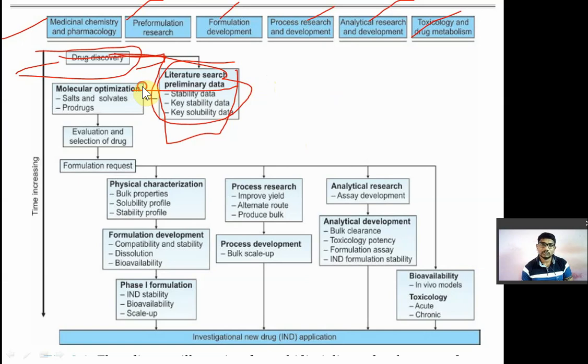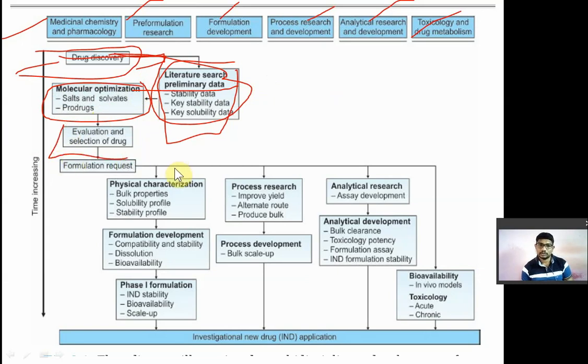So what will R&D do? They will do molecular optimization. They will do it by different processes: they will form a salt or a solvate, or they will convert a crystalline compound into amorphous form, or they will do esterification or make a prodrug. Again that will be evaluated and again requested at the formulation level.